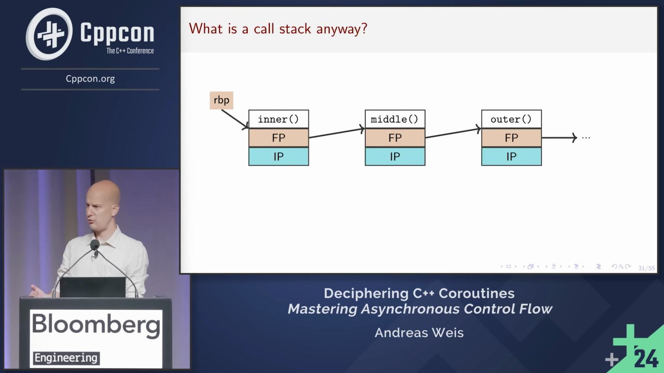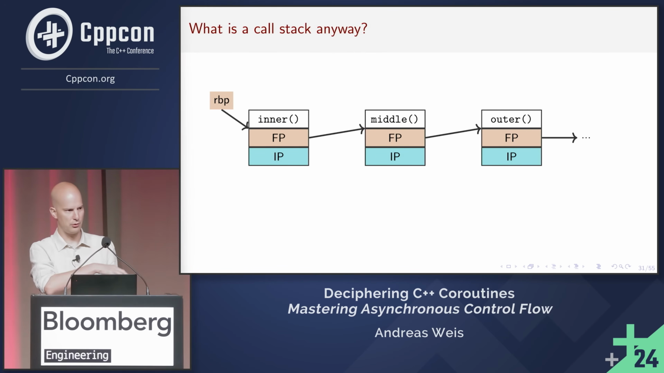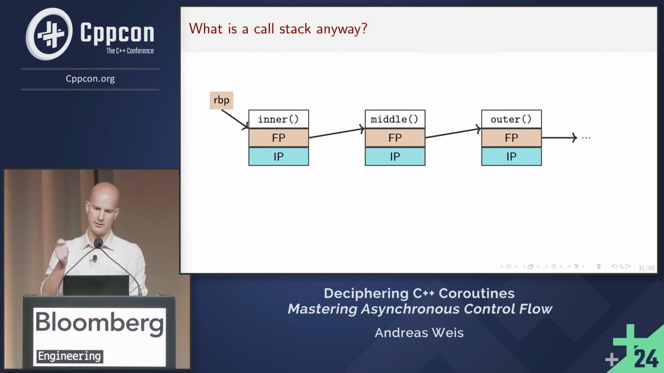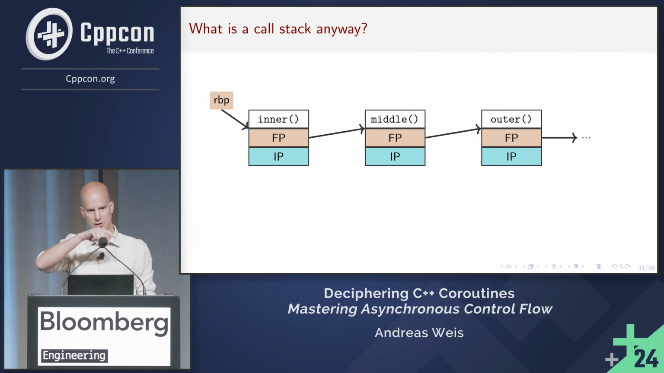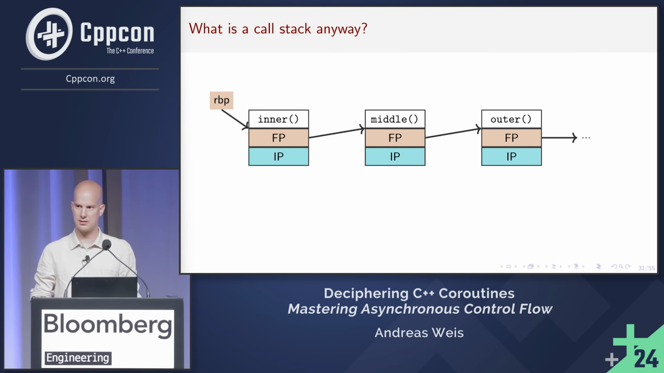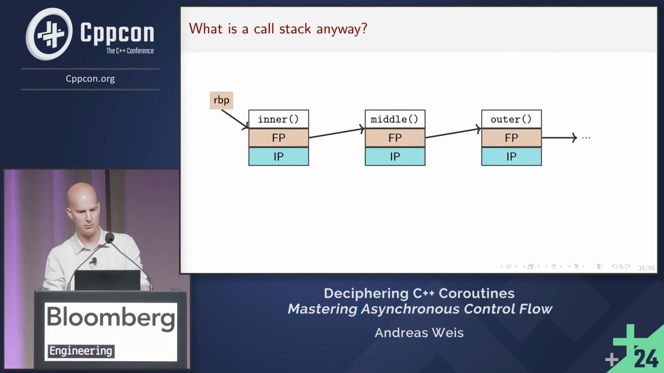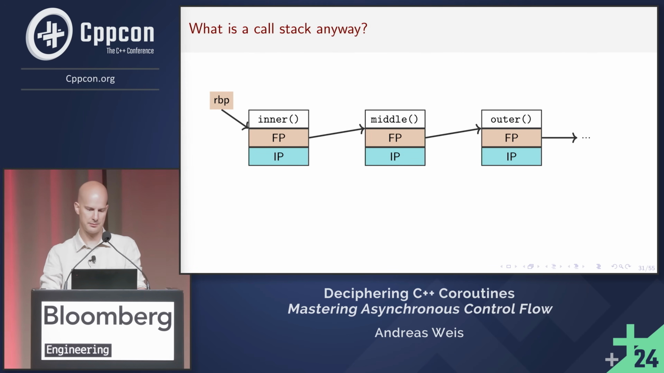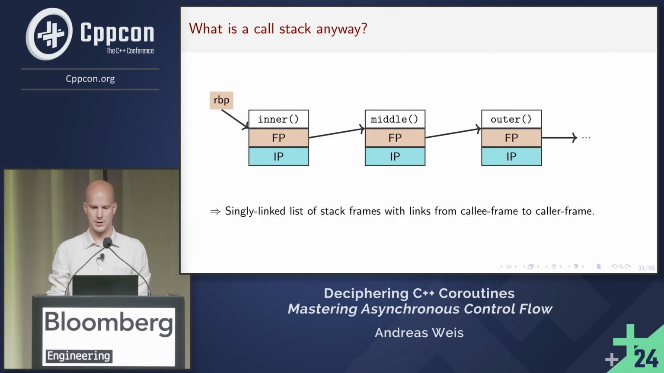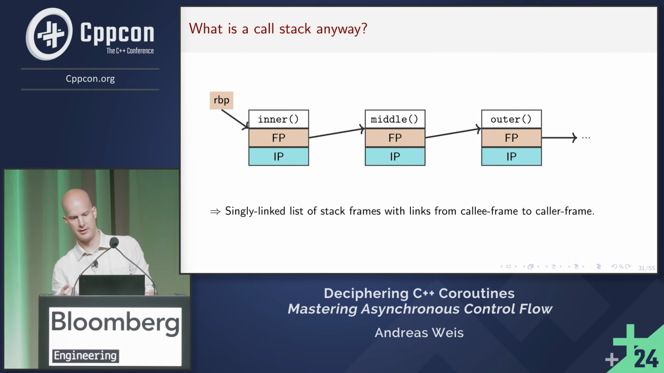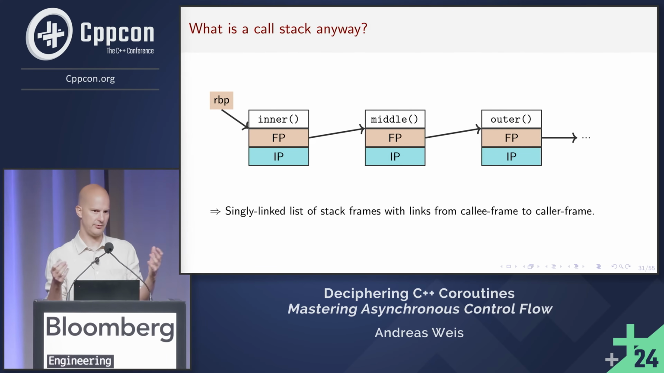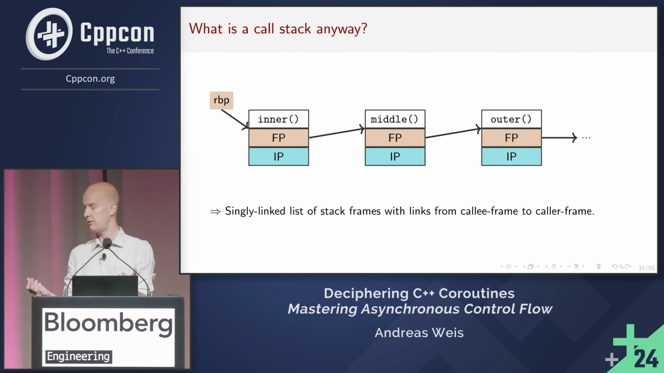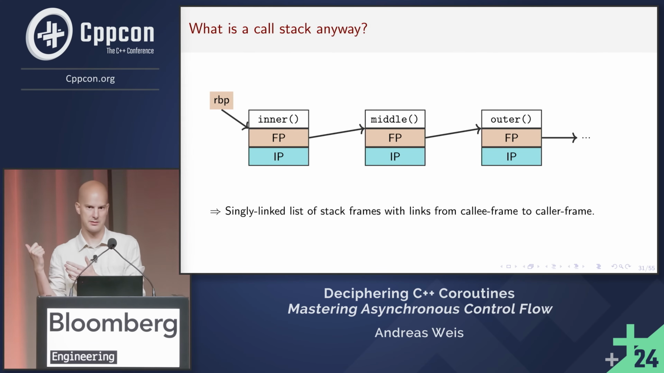And then in memory, we have this linked list that is formed by the different stack frames, right? So we have the base pointer register, which is sometimes also called the frame pointer. And then if we just follow this frame pointer through this list, then we get through all of the nested stack frames. So really, this is just a singly linked list of stack frames with links from callee frame to caller frame in memory, right? And if you look at when your debugger, for example, displays your call stack, that's exactly where it gets this information from, right? It just traverses this list.